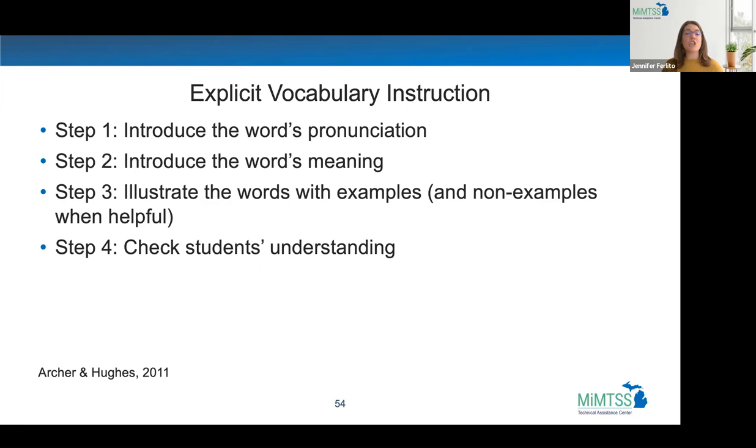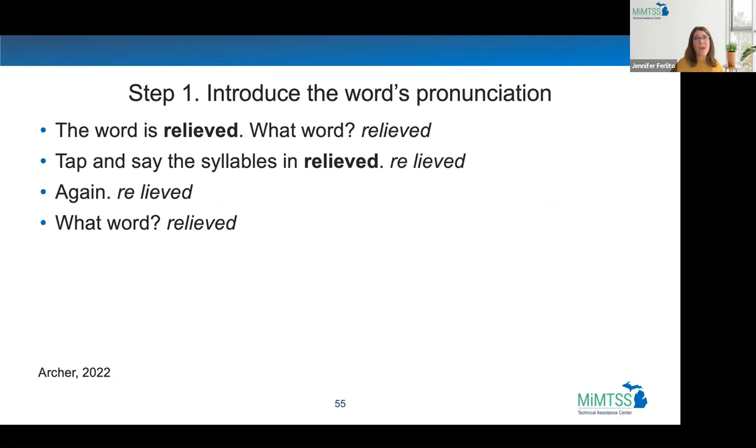Introducing the word's pronunciation, the word's meaning, illustrating with examples and non-examples if appropriate, and then checking for understanding. So Lisa and I are just going to run through a quick routine of how someone may teach the word relieved. So Lisa, today we are going to be learning the word relieved.